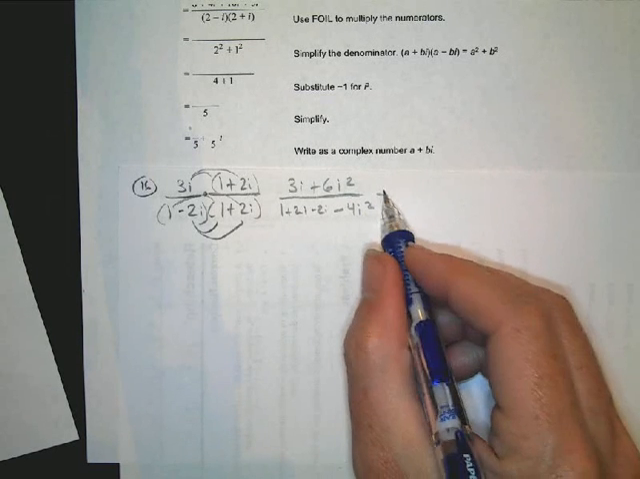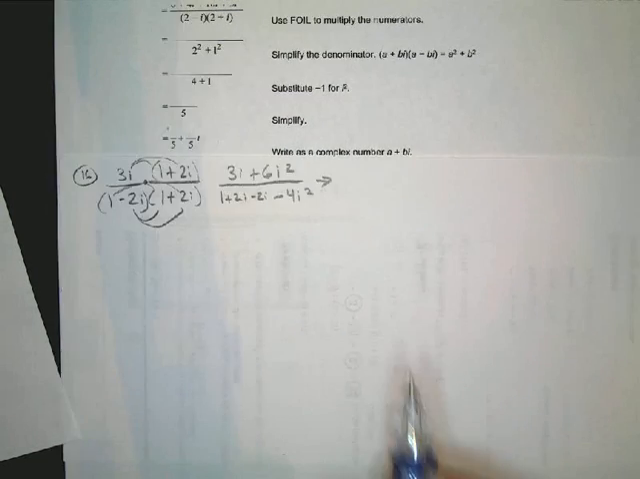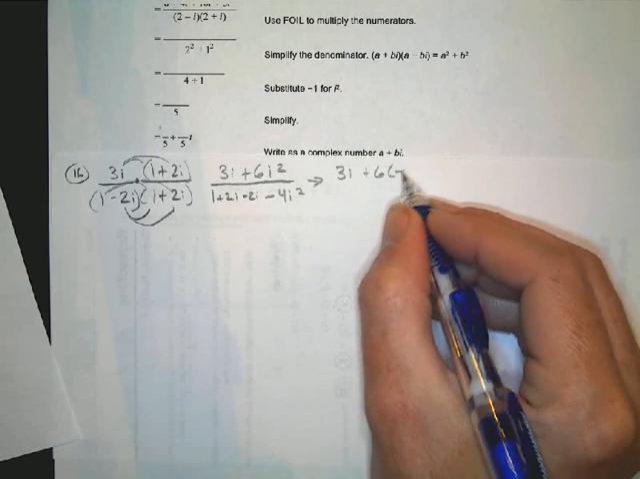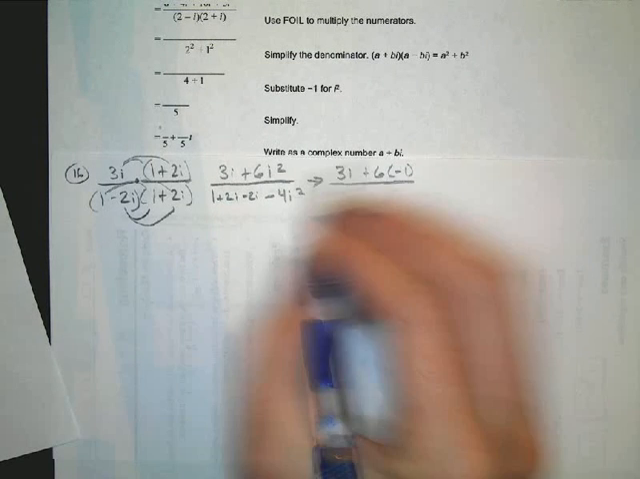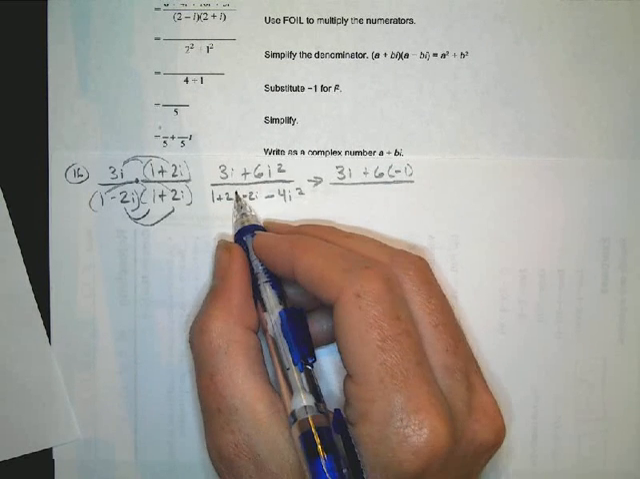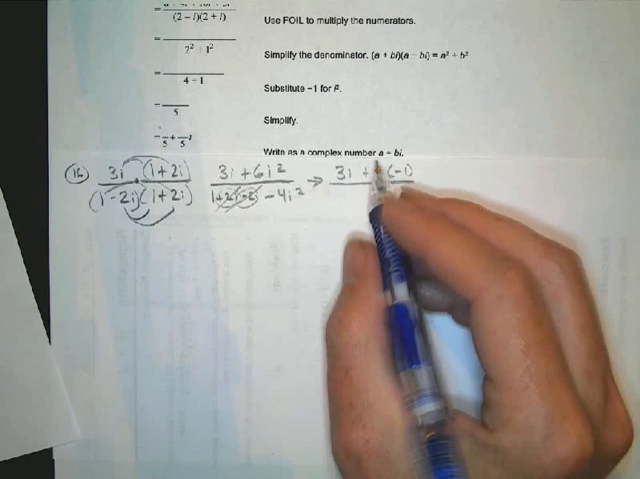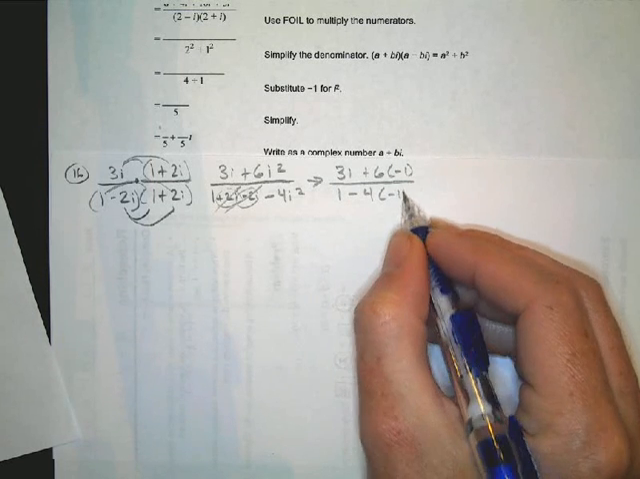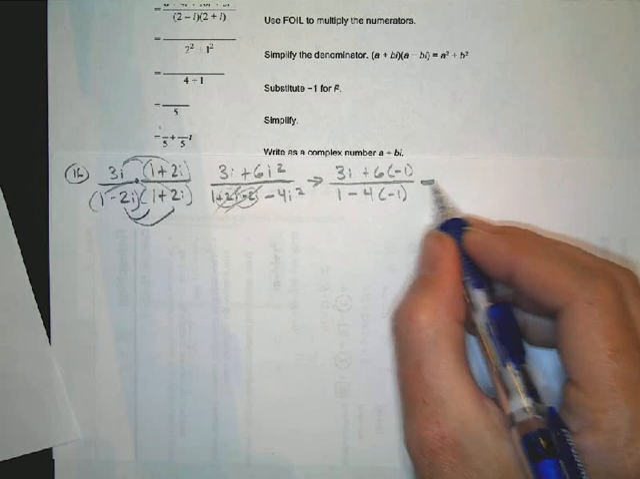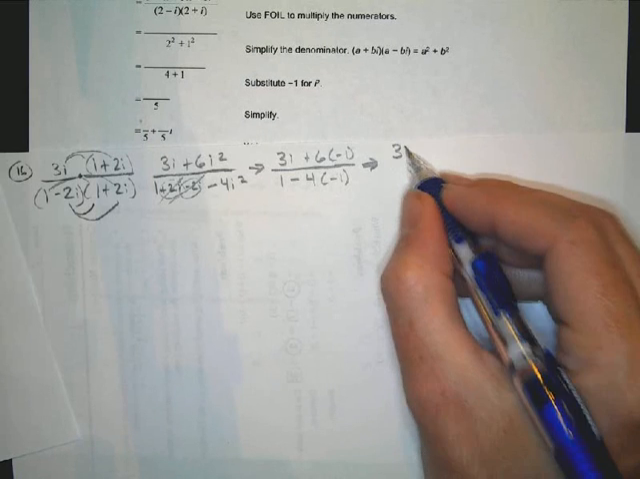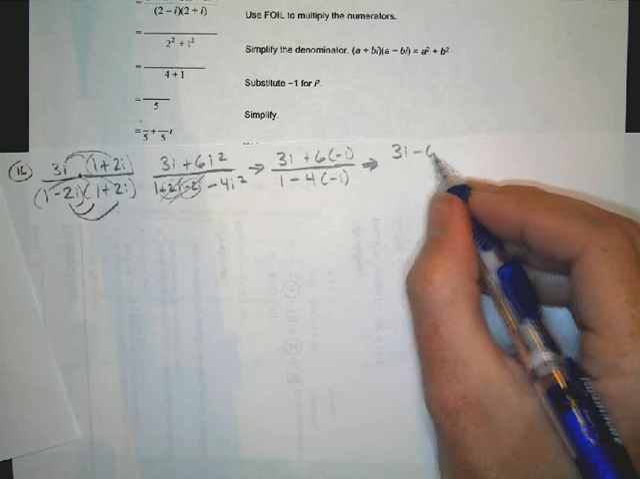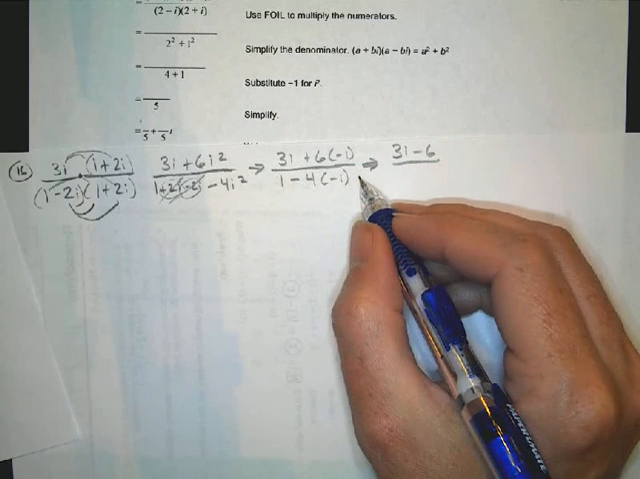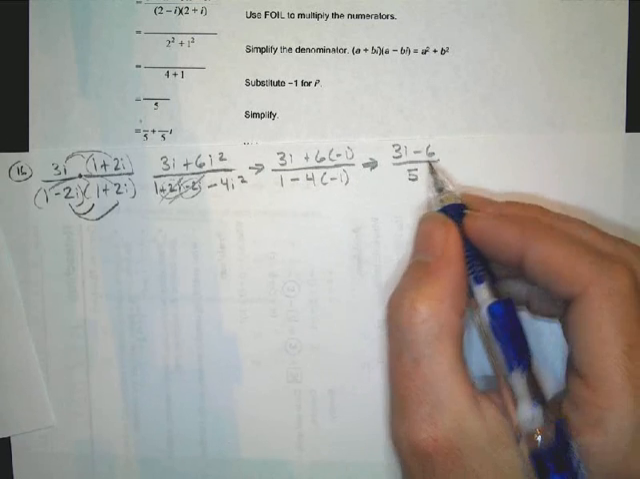Moving down from here, let's replace our i squares with our negative 1s. So this becomes a 3i plus 6 times negative 1 on the top. On the bottom, I had the 2i and the negative 2i, which means those are going to go away, and I'm left with just a 1 minus 4 times i squared, which is, again, negative 1. So 3i and a 6 times negative 1 is a minus 6, over, and a negative 4 times a negative 1 makes a positive 4, which leaves me with a positive 5 in the denominator.